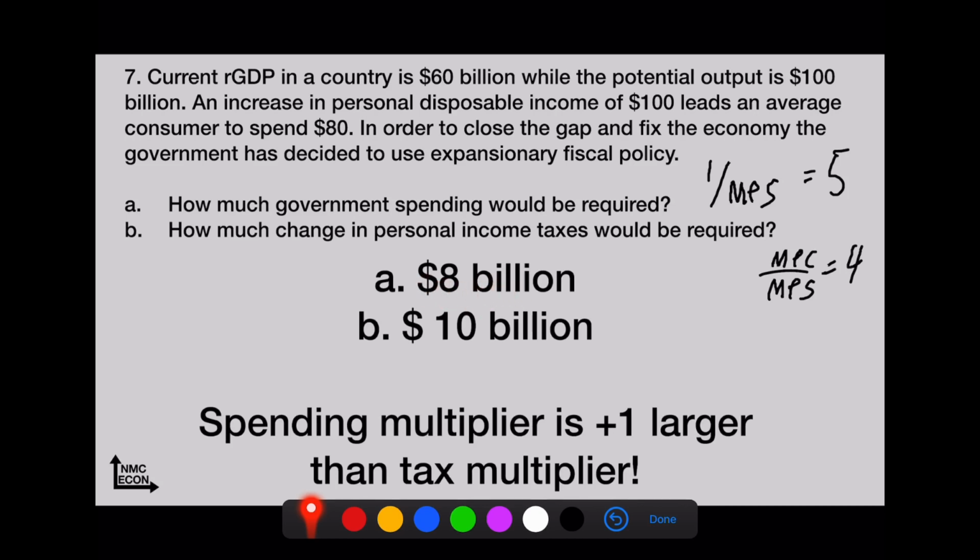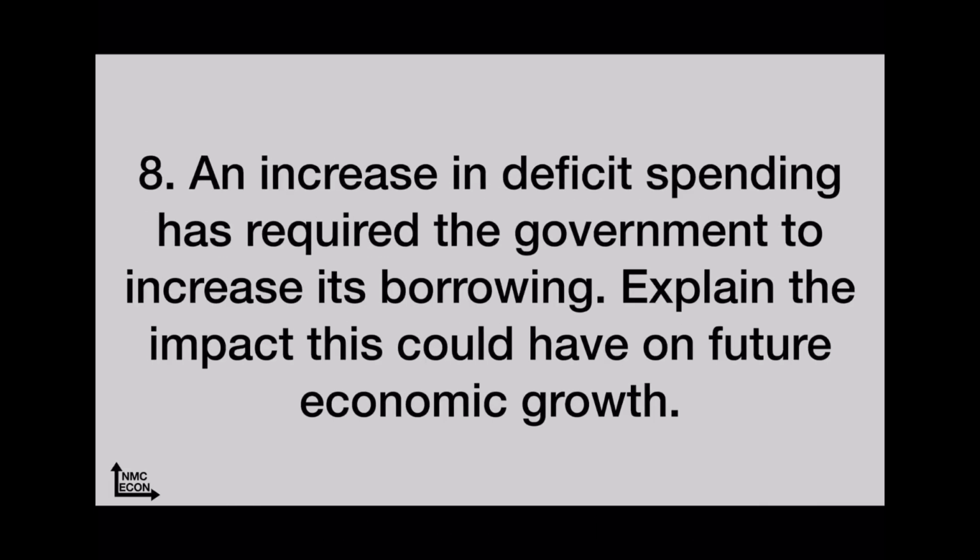To change taxes and close the gap is actually going to be kind of more expensive for the government because you're only multiplying by 4. So how do you go from 4 to 40? $10 billion. I should note that this is a decrease in taxes by $10 billion. This should be a negative number. Okay, next question. Number 8, pause it. Go give it a shot.